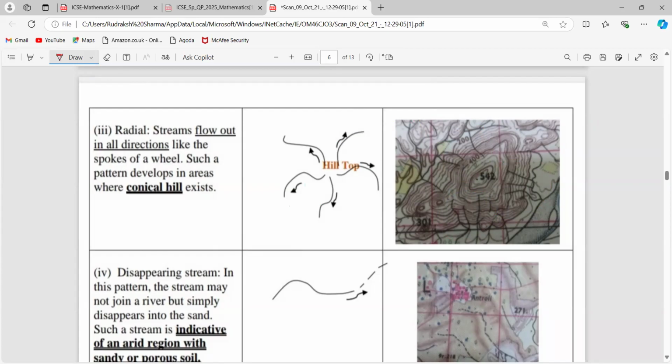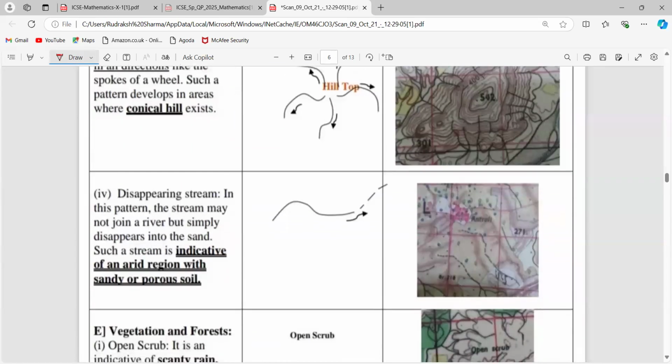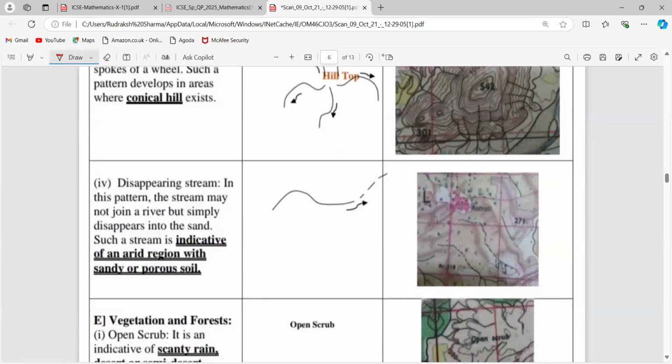Okay, so now coming to disappearing pattern. Disappearing streams have a very different, or you can say unique, type of nature. At first they flow along easily, and then suddenly they disappear, then again they appear, then suddenly they disappear. Now this happens when the soil is very porous. Porous or sandy soil.